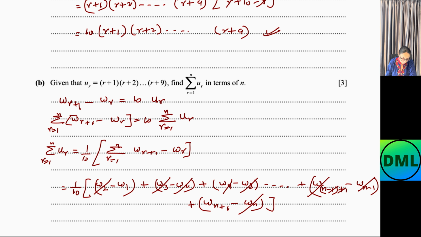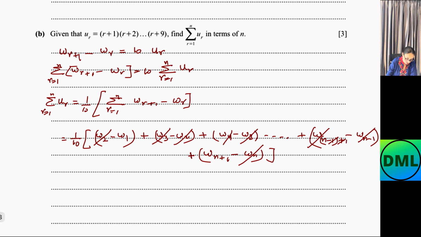You are left with only minus W1 and Wn plus 1. Let's write down here. That will be equal to 1 over 10 Wn plus 1 minus W1. I need to write down the value for Wn plus 1 and W1. Let's substitute this here. 1 over 10 Wn plus 1, I will substitute in Wr. R will be replaced by n plus 1.